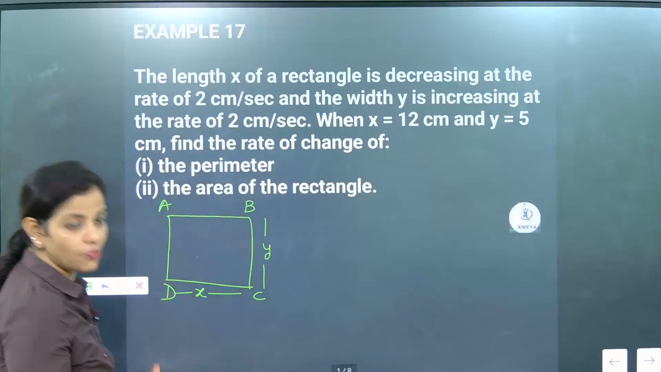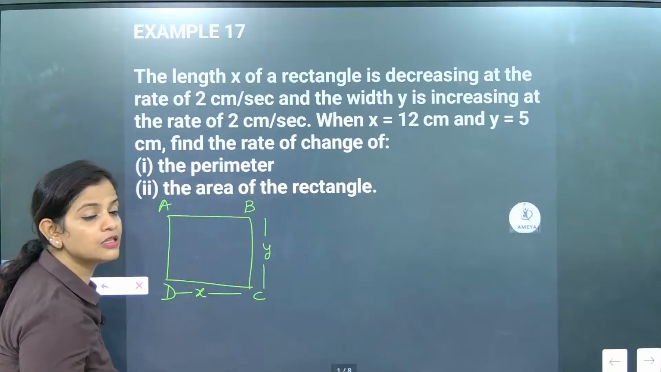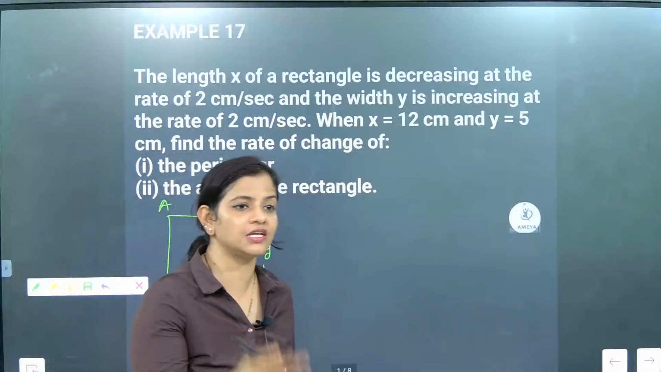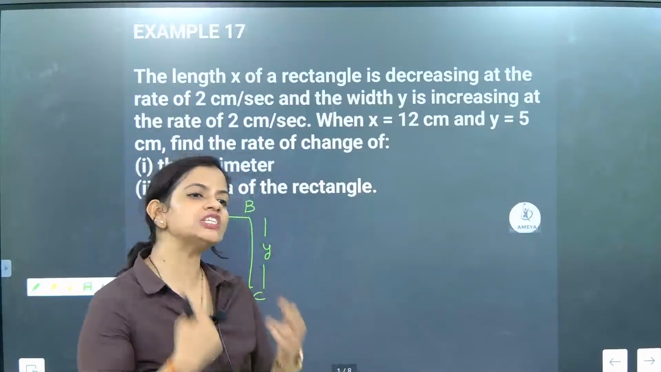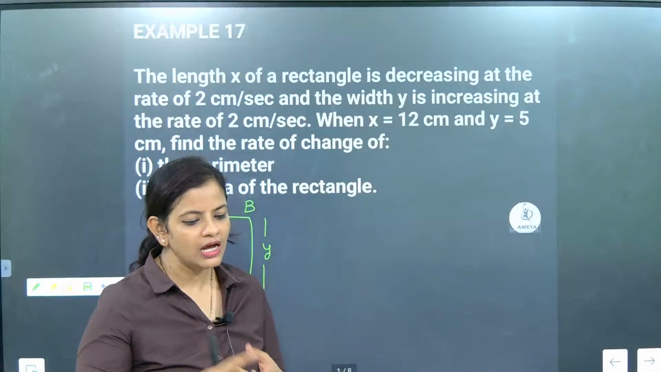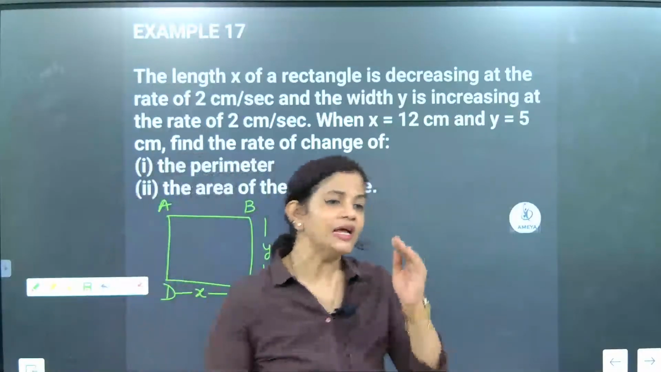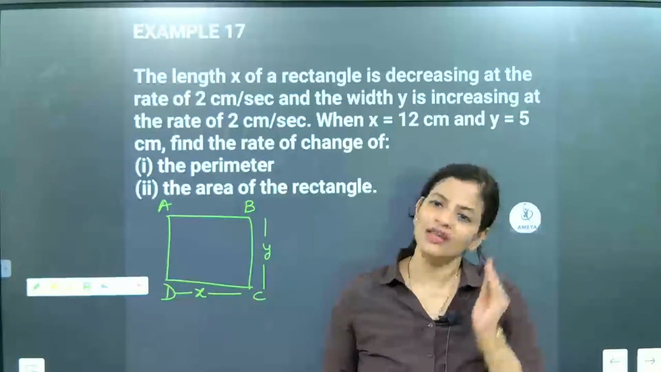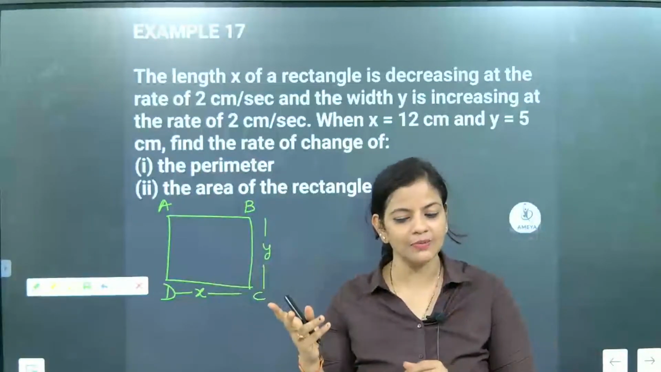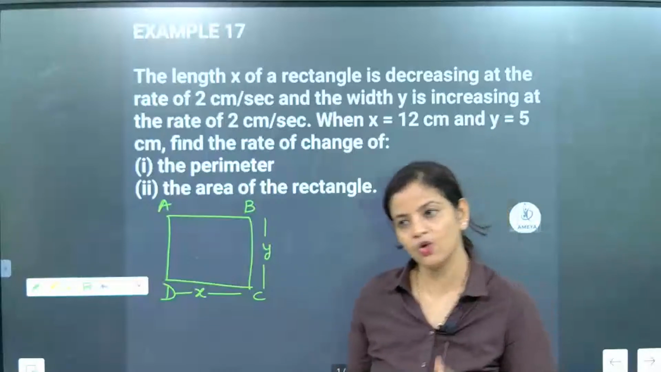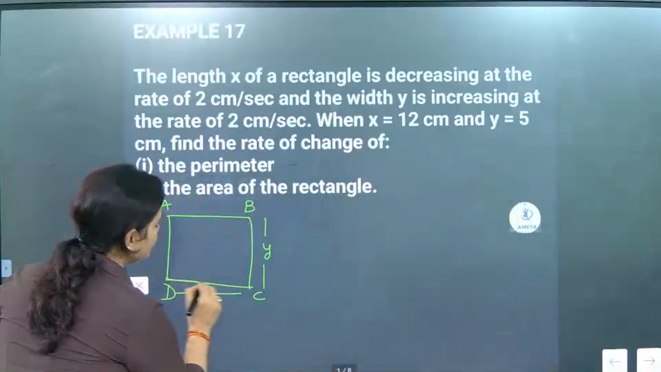Here they are telling the length is decreasing. But with respect to what is it decreasing? With respect to time. When any figure changes, it will change with respect to time only. Once the figure is changing with respect to time, it is coming under rate measures. It will have motion. Motion means distance and time connection will be there with velocity. So here they are telling that this length is decreasing.